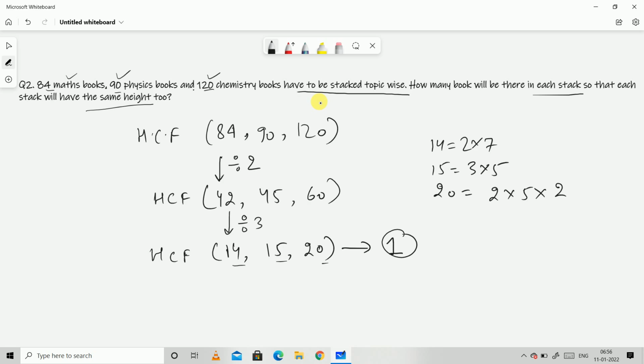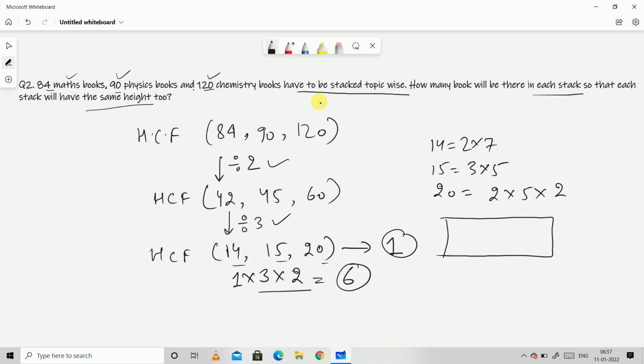Okay, now I need to compensate for the reductions that I made. So I'll multiply by 3 and I'll multiply by 2. Since I divided by 2 and divided by 3, I multiplied with them at the end and I got 6. So 6 is the number of books that will be present in each stack. Okay, which means that in each of the stacks I will have 6 books. It is saying so that each stack will have the same height too. So each stack is going to have 6 books.